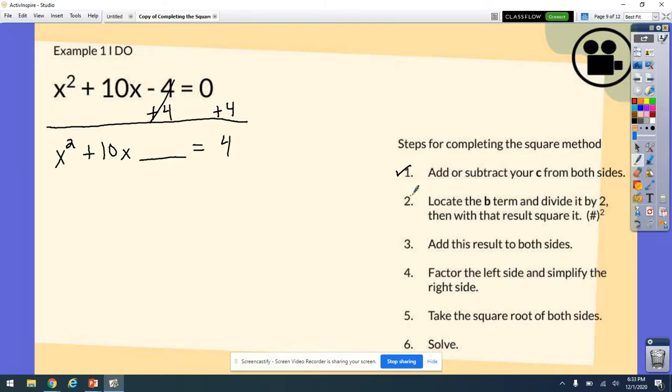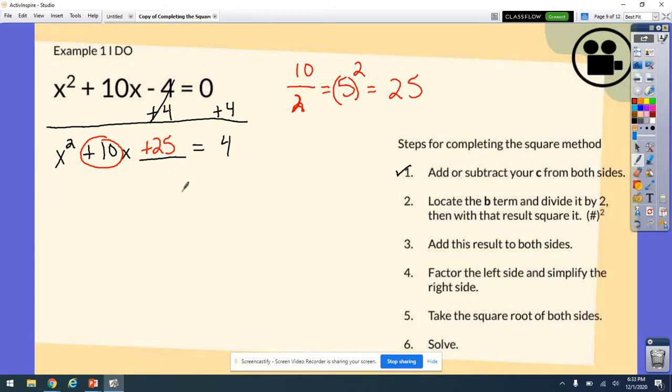So the next thing is locate the b term. So here's our b term. I'm going to take that term and divide it by 2. So 10 divided by 2, I'm going to get 5. And then with that result, square it. So I'm going to take the same 5 and square it. In other words, 5 times 5 right here. So what I'm going to get is now 25. So I'm going to have 25 here, so plus 25, because it's part of this little trinomial here.